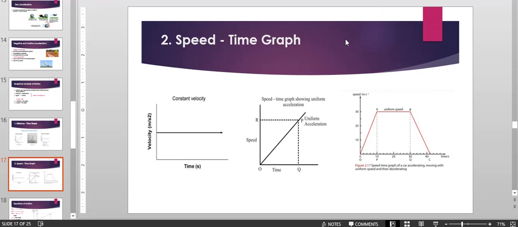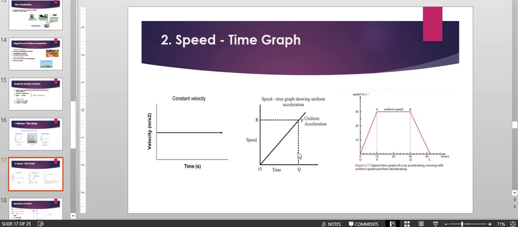The second way of graphical analysis of motion is the speed-time graph. The first graph is about a constant velocity of an object. That is, when the speed of an object is constant with time, then the speed-time graph will be a horizontal line parallel to the time axis, representing a constant speed of the object.